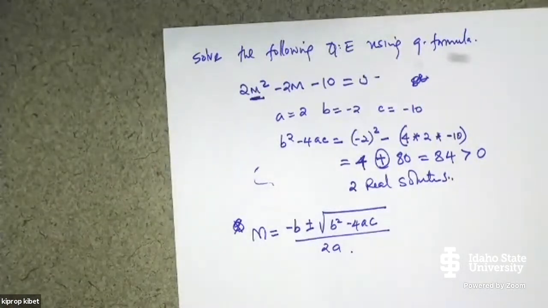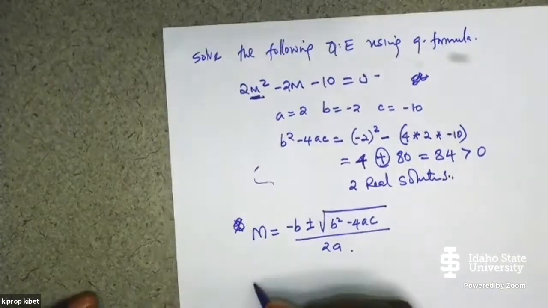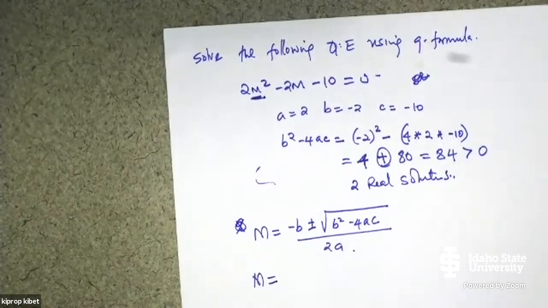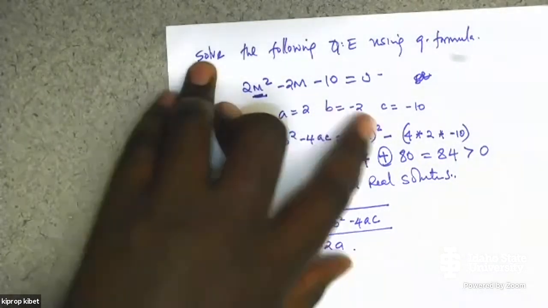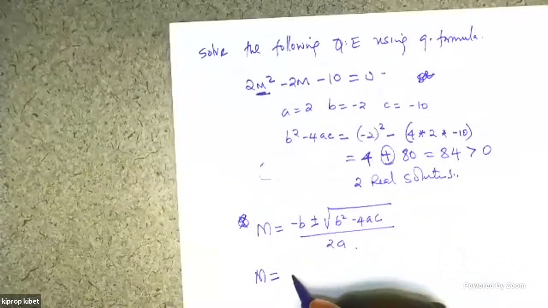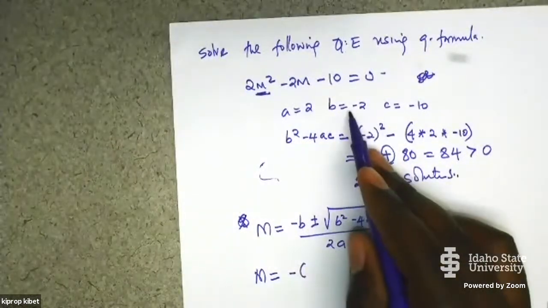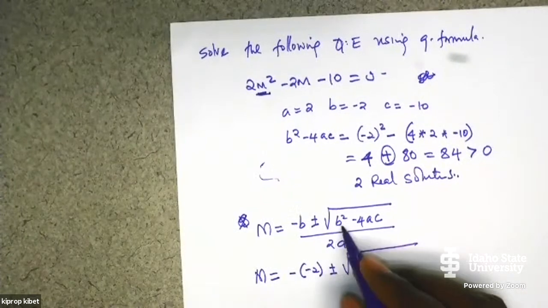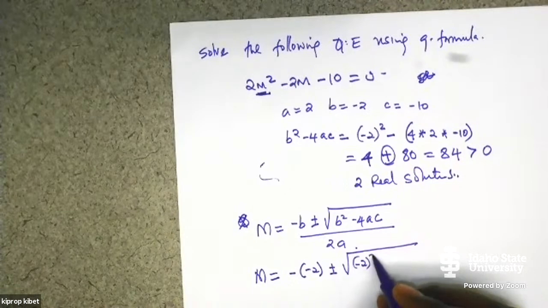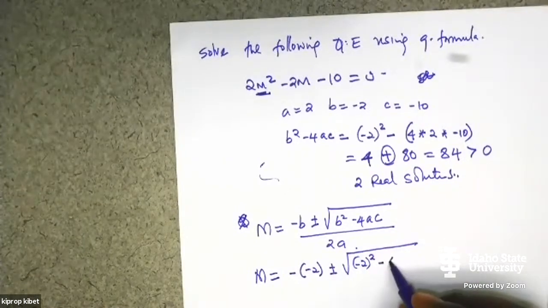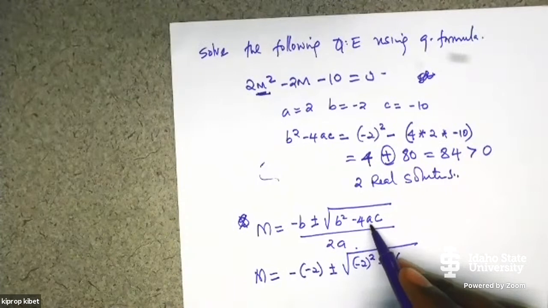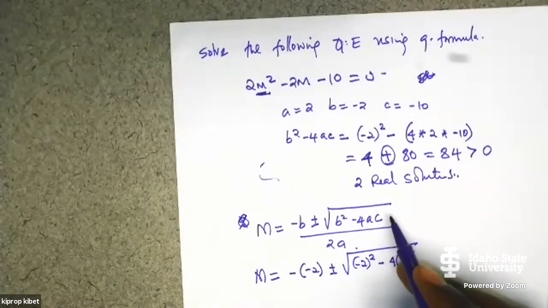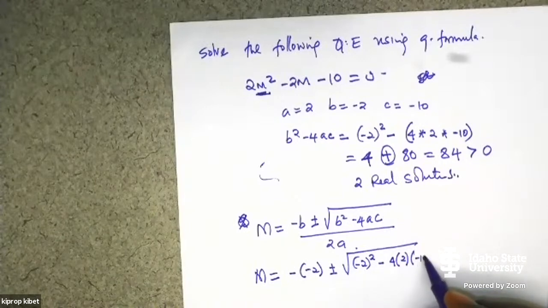So we're looking for our m. So what is our m? We just substitute the values there. We know A, we know B, and we know C. So our B is minus 2. Minus b, plus or minus the square root of b, which is minus 2 squared, minus 4 multiplied by A, which is 2, multiplied by C, which is minus 10.